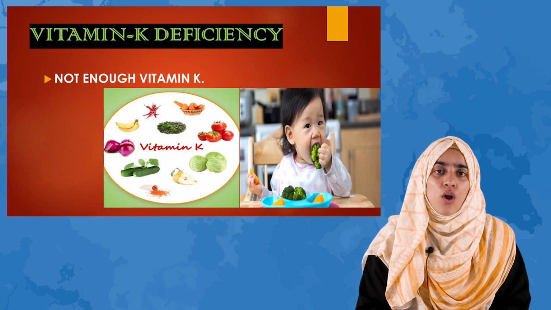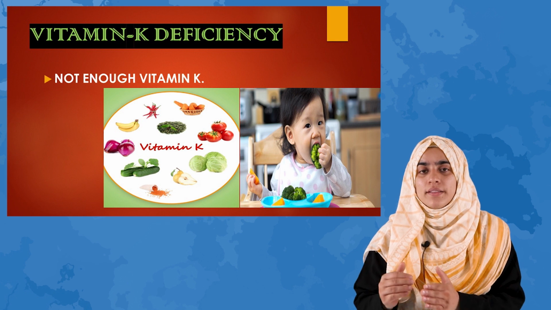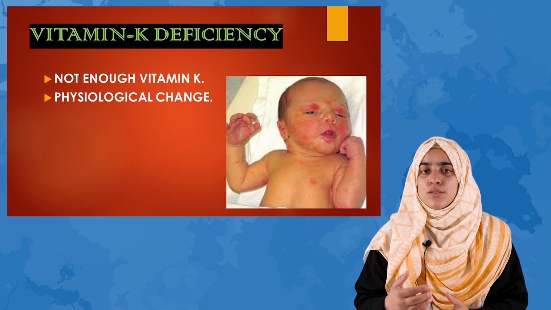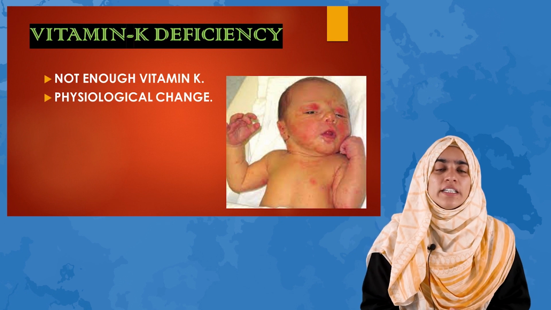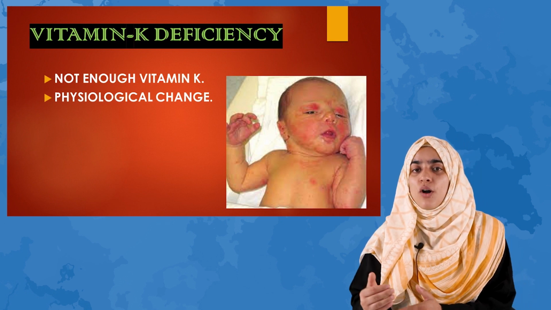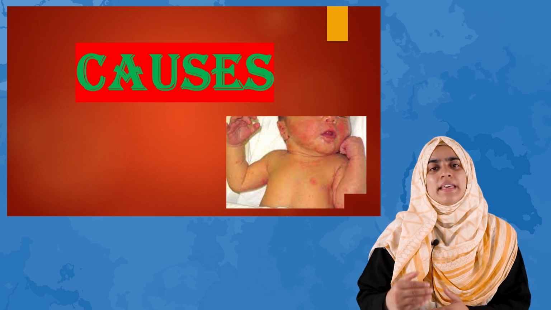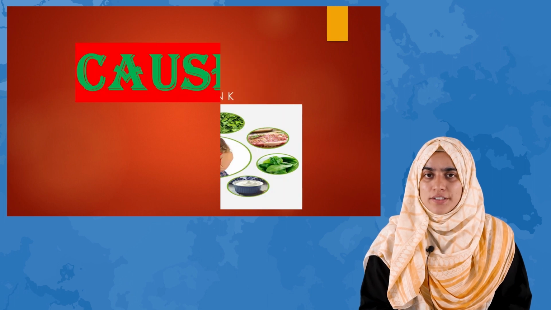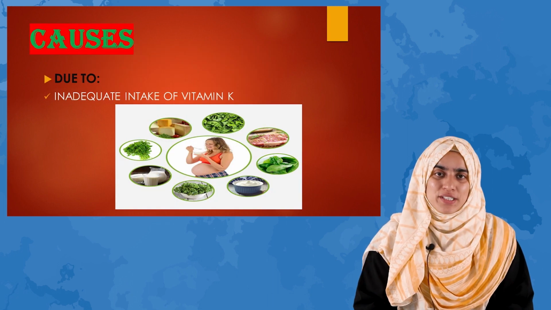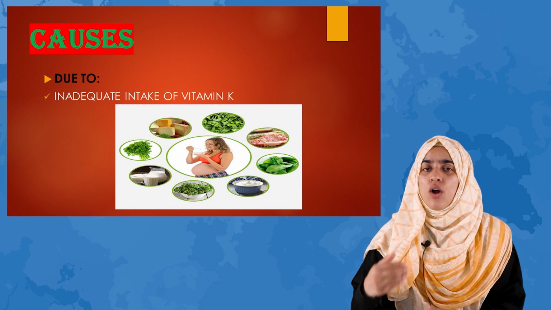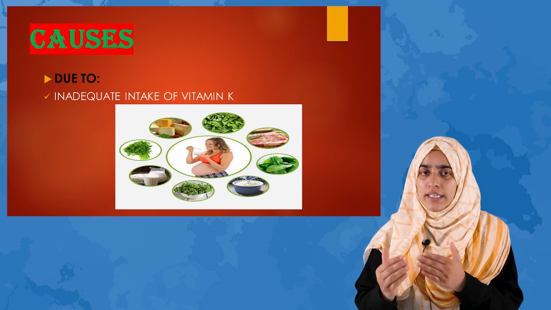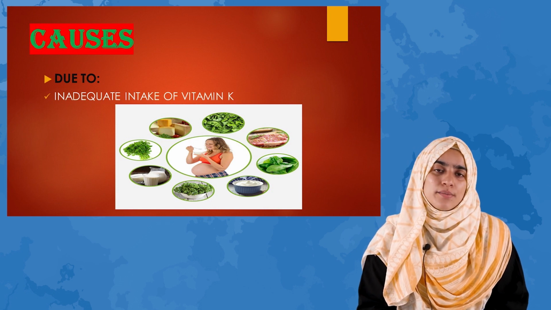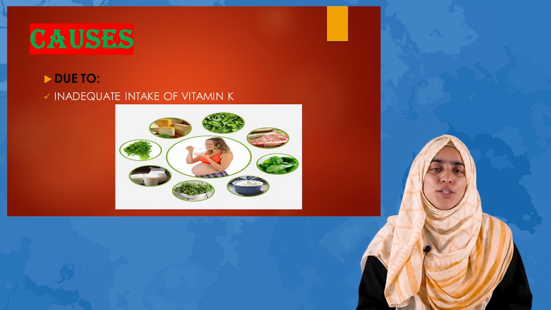Vitamin K deficiency occurs in children when the child does not take vitamin K properly. This vitamin K deficiency definitely will interfere with normal physiological functions. There can be various causes which may lead to vitamin K deficiency. It can occur due to inadequate intake of vitamin K during pregnancy, which can cause some hemorrhagic diseases in the newborn.